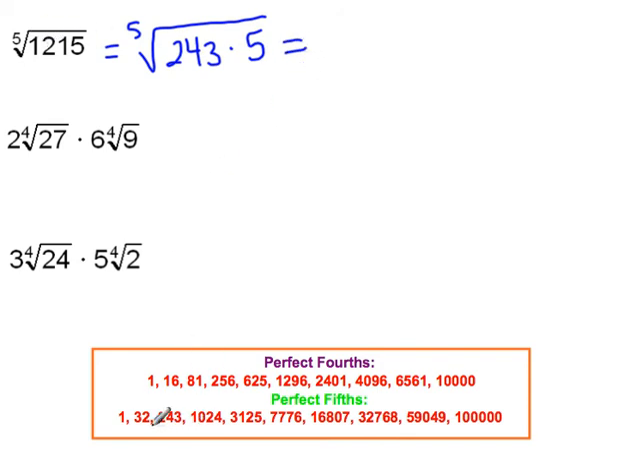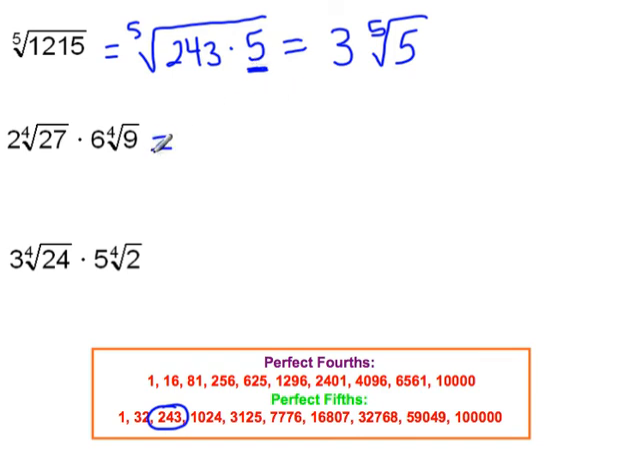Now if you go back down here, since 243 is a perfect fifth and it's the third one in, that means that the fifth root of 243 is 3. So now that's outside the root because the fifth root of 243 is 3. But then I'm still left with the fifth root of 5. And that comes from this 5 that was left over inside the radical.